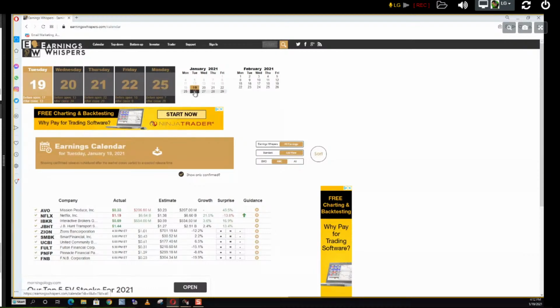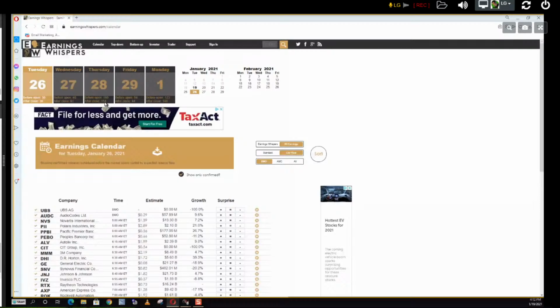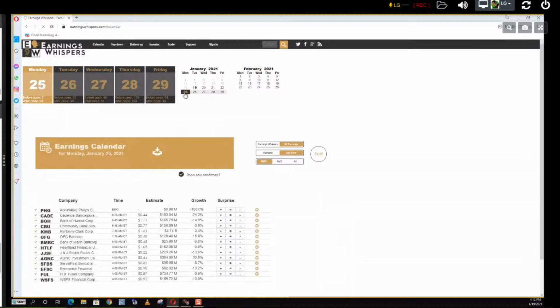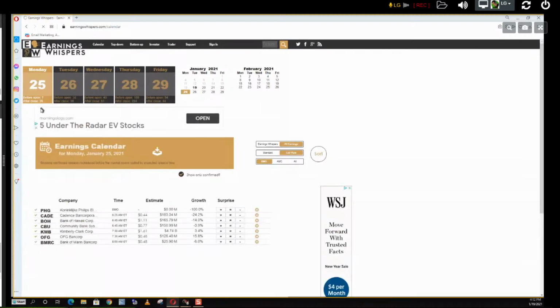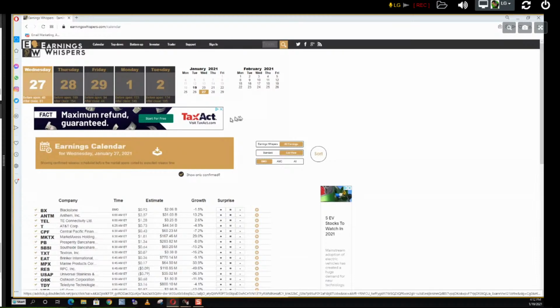Because look, if you go to next week, 154 on Thursday after the close. The Monday after that, 148. So earnings season is really just starting to get going; it's about a week away from when it really gets going. But if you have 60 reports after the open, like on Wednesday of next week, that's a lot.